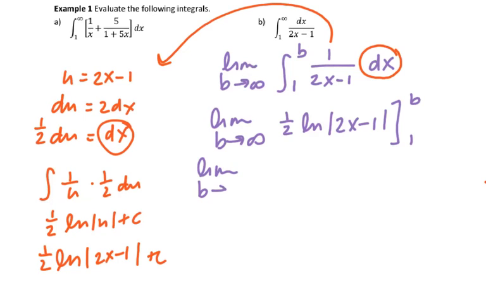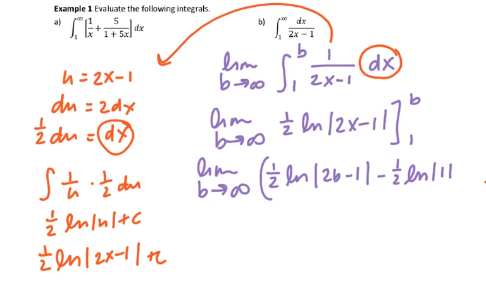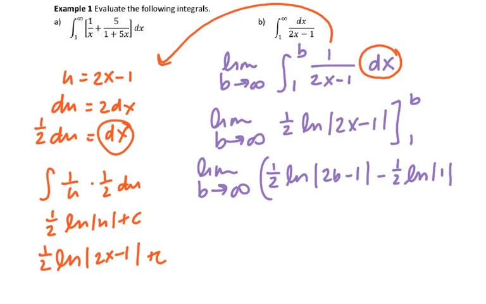All right. So we'll have 1/2 ln of 2b minus 1, minus 1/2 ln of 2 times 1, which is 2, minus, oh, it is ln 1. I got lucky. Here we go. All right.